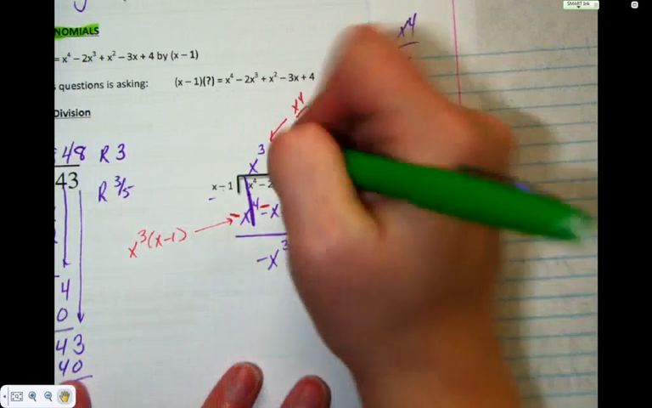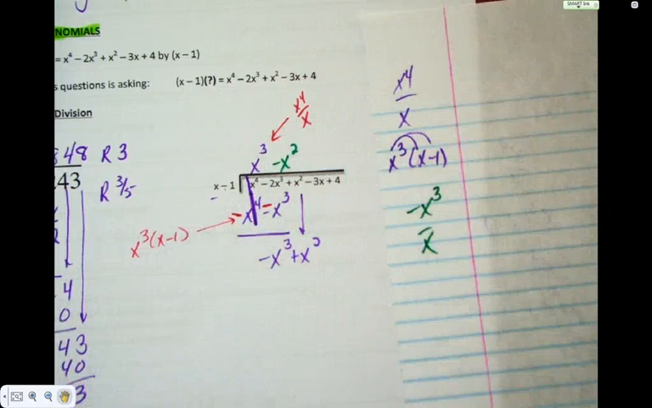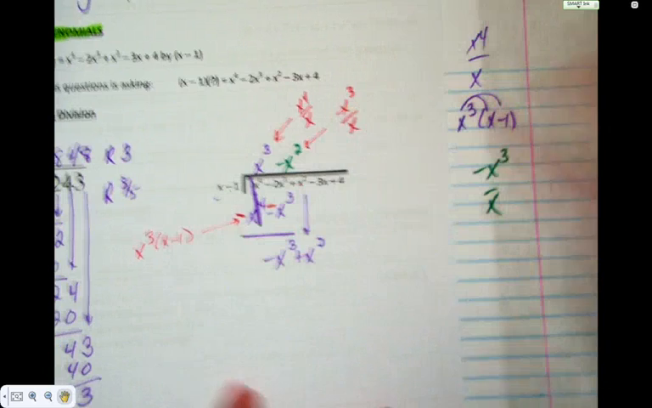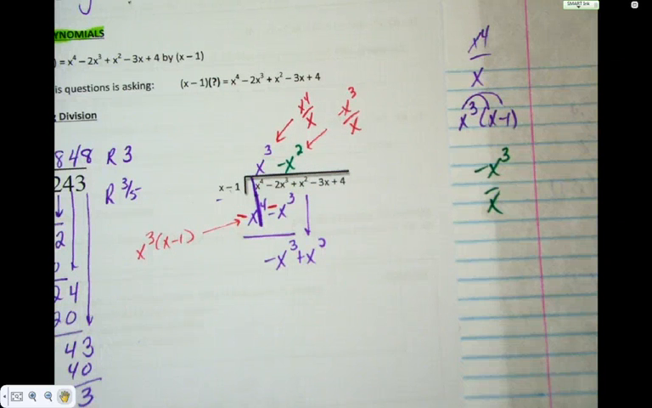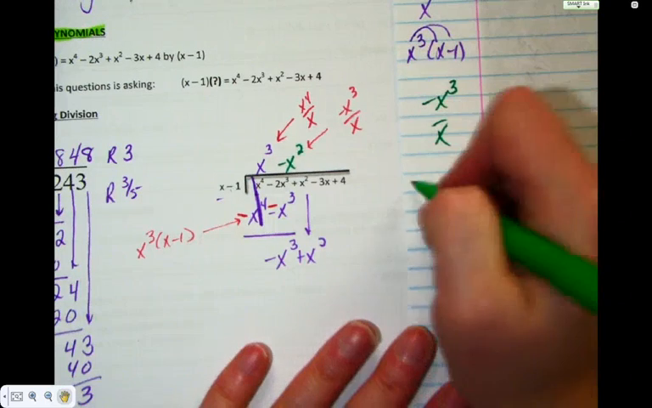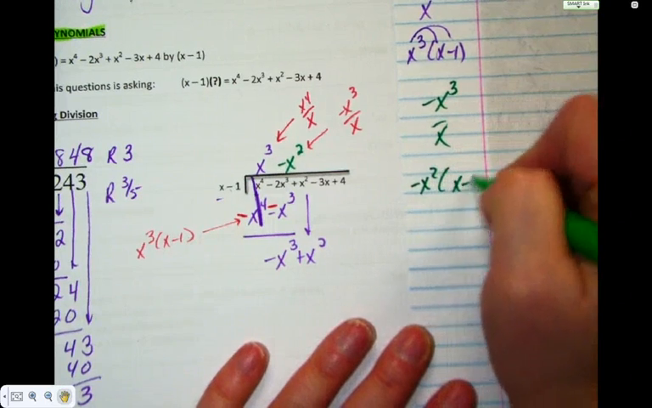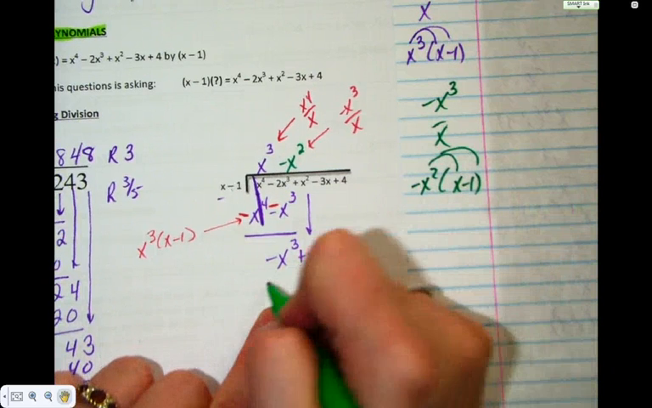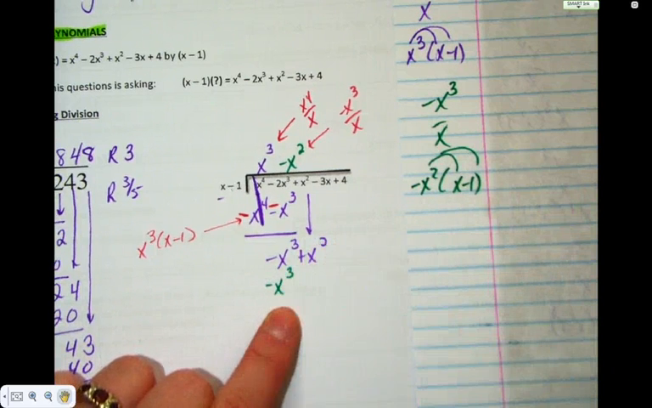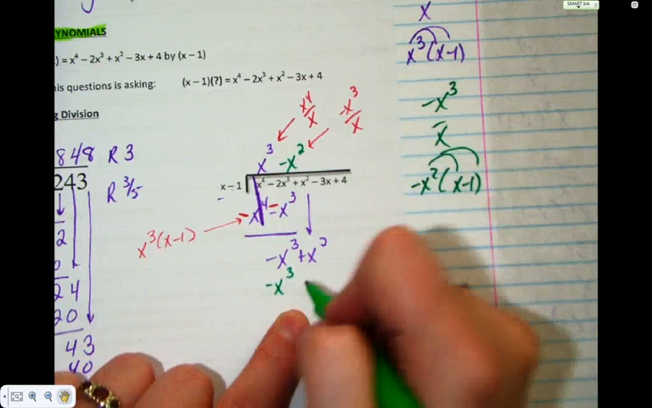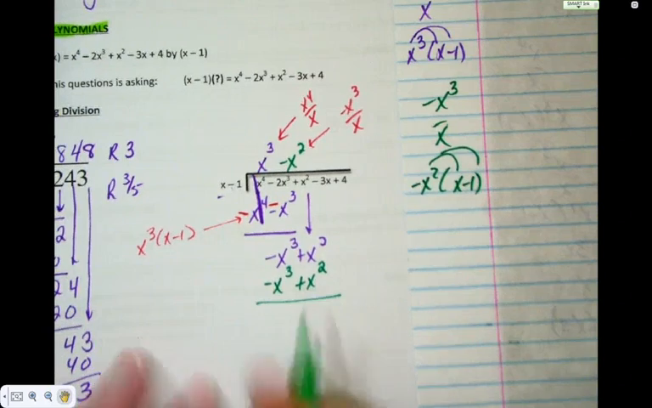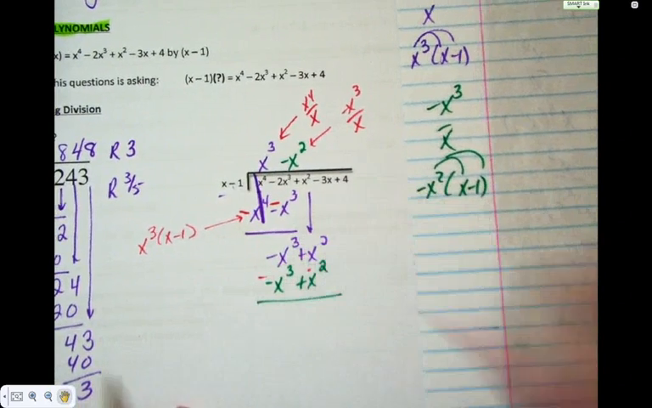is. Okay, and just for the first one, that came from negative x cubed divided by x. Now multiply by the binomial, so negative x squared times x minus 1. Distribute it through. Subtract, subtract.